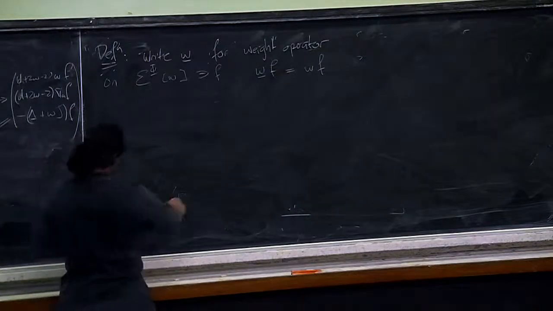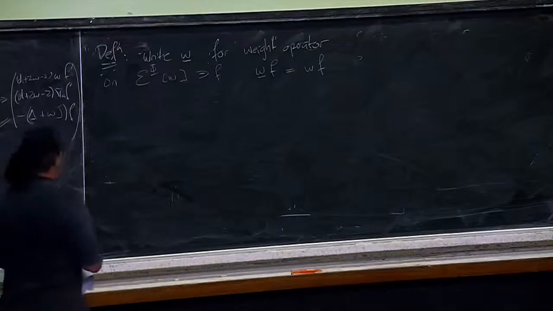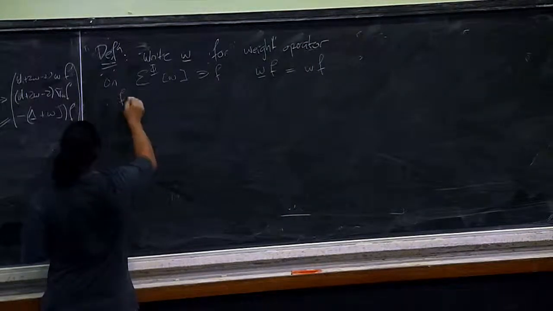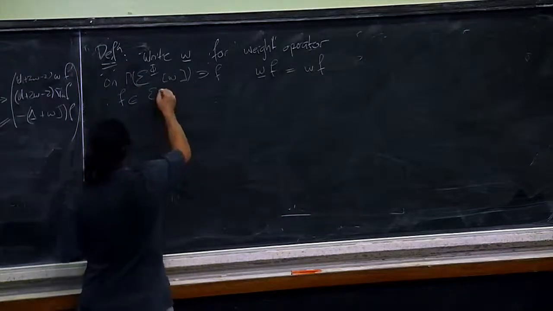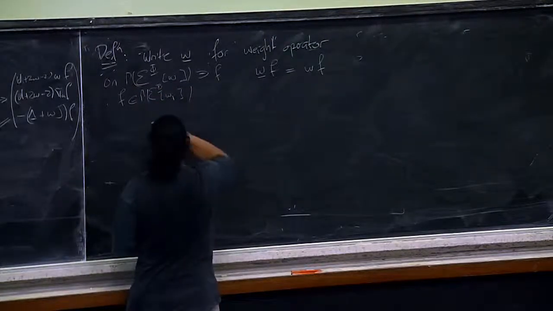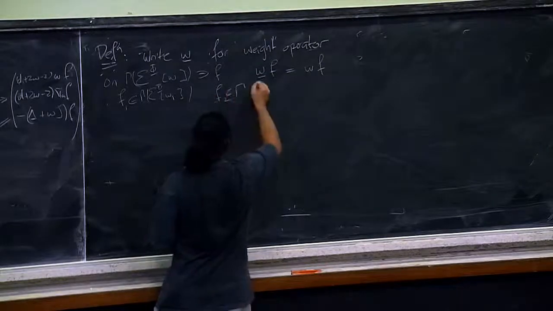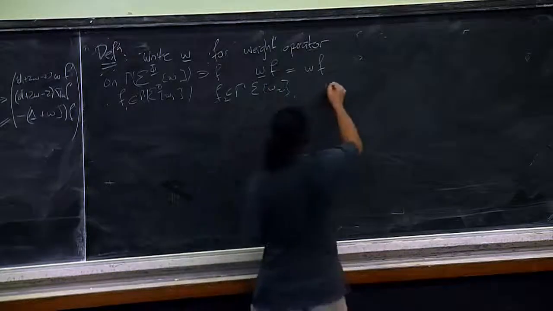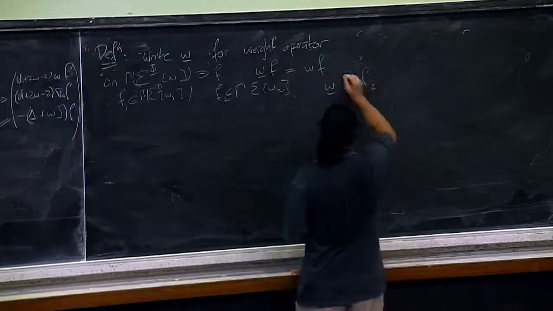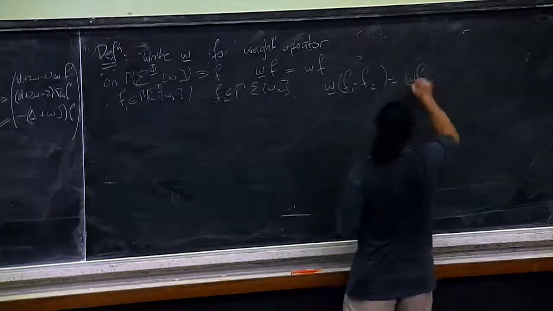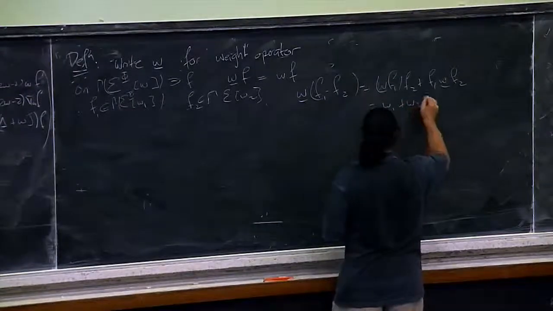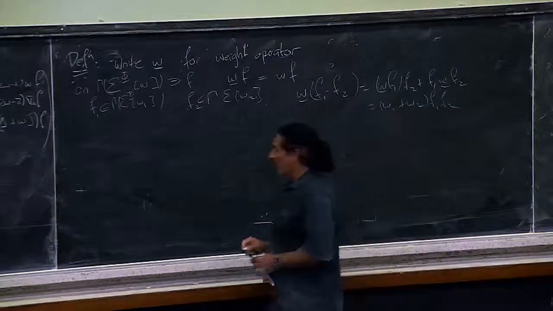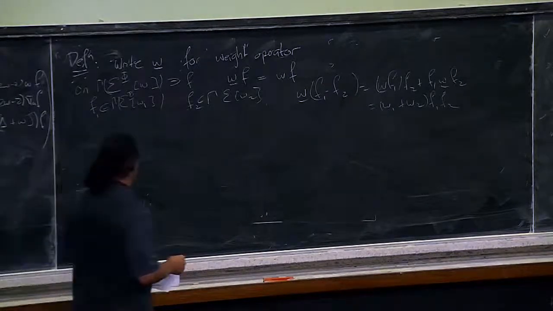But one thing to notice is that the weight operator, in a sense, behaves like a first order operator. If you have F1 in things of weight W1 and F2 in things of weight W2, then the weight operator on F1 times F2 is, of course, W on F1 times F2 plus F1 times W on F2, which is W1 plus W2 times F1 F2. So in that sense, if you act on weighted things, it behaves like a first-order operator.